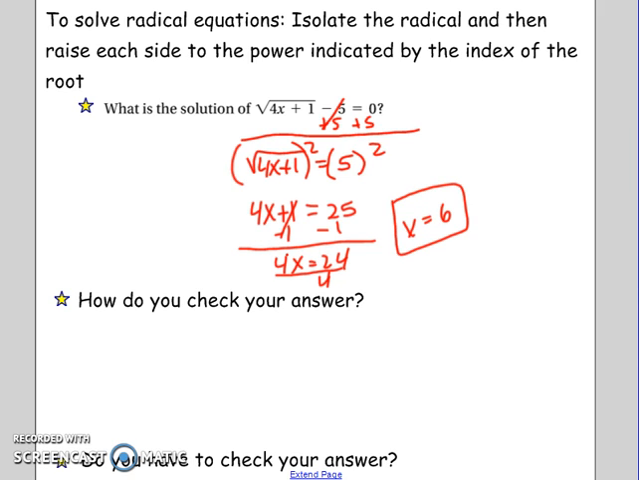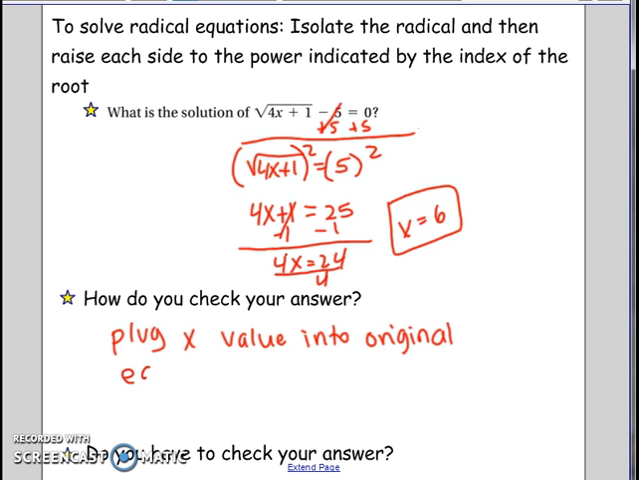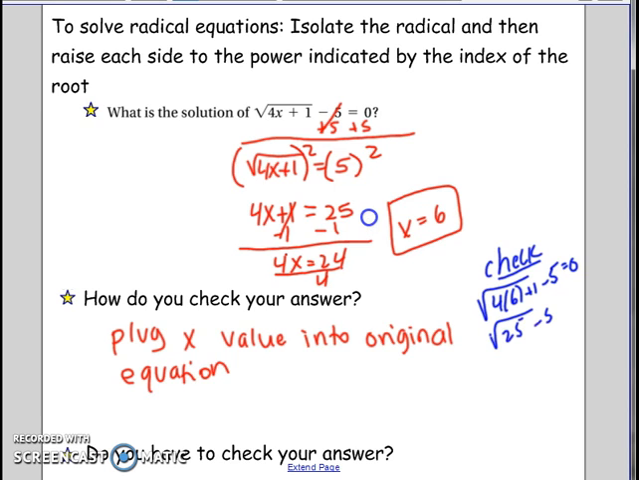How do you check your answer? You would plug the x value into the original equation. So if I wanted to check this, I would just take my x equals 6 and plug it in for x. So 4 times 6 plus 1 minus 5 equals 0. Square root of 25 minus 5 equals 0. 5 minus 5 equals 0. Check.